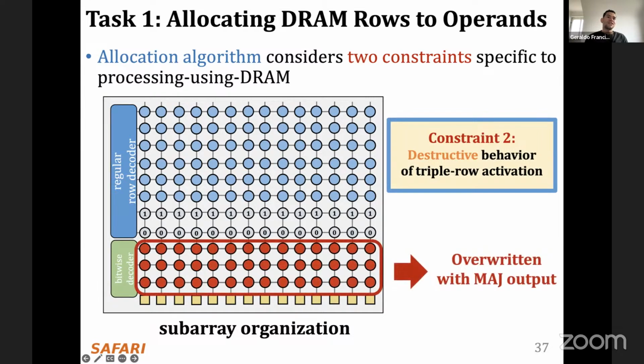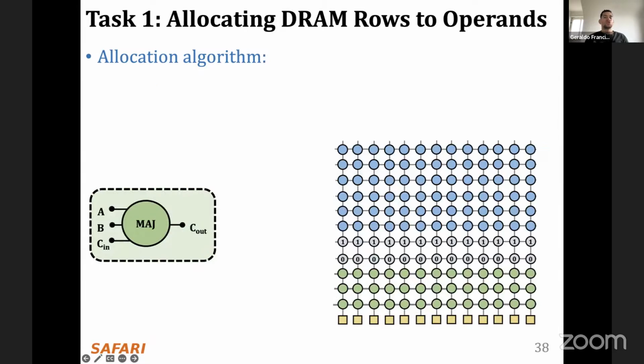In other words, the triple row activation operation overrides the original values of the three input rows with the output of the majority function. Based on these two issues, we present a new allocation algorithm inspired by the linear scan register allocation algorithm.